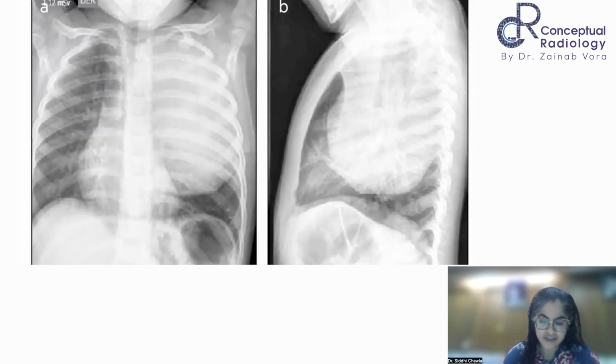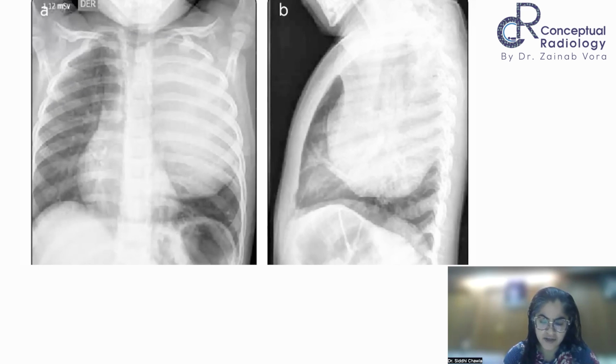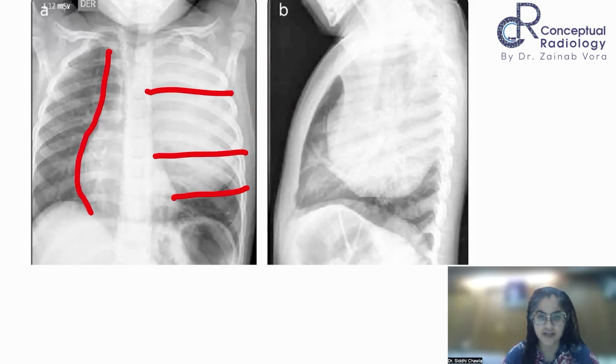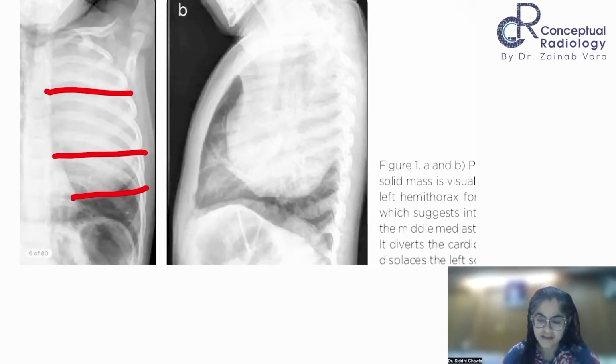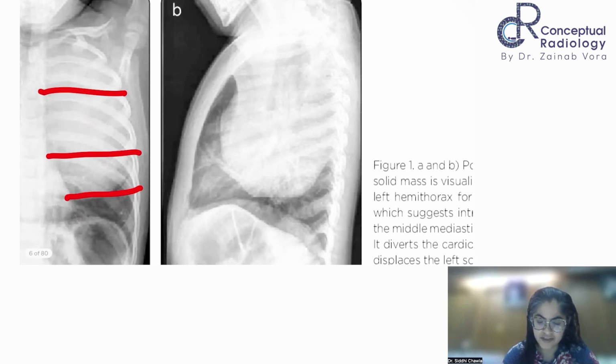Another case in which we see that there is a large mass lesion which is occupying the left upper zone as well as the left middle zone and almost the left lower zone. There is no associated pleural effusion, and we can see that there is some mass effect because the cardiac shadow has shifted towards the right side. This is the lateral chest X-ray in which we can see the mass occupying some part of the middle mediastinum and some part of the posterior mediastinum.